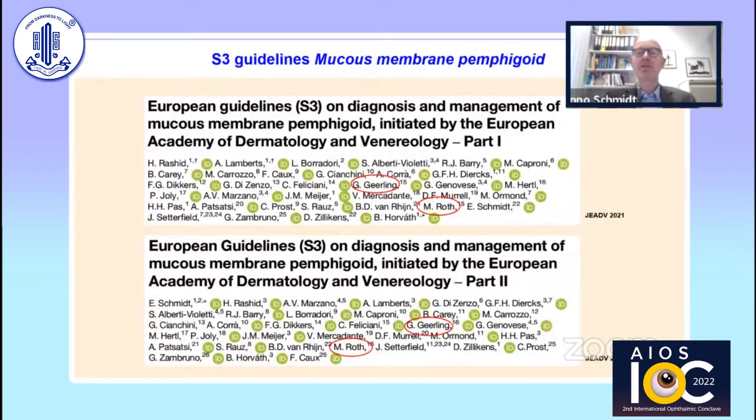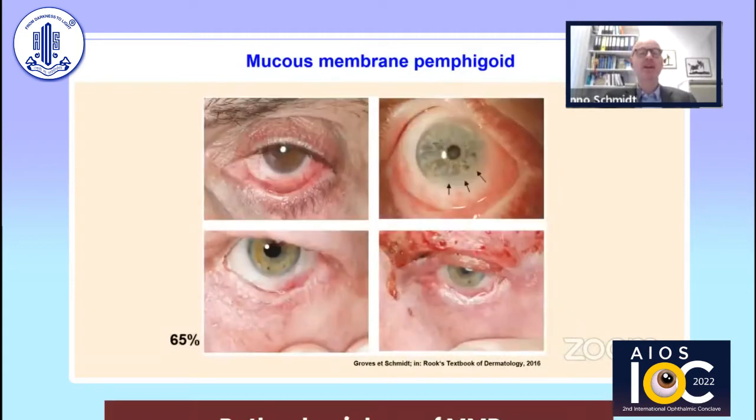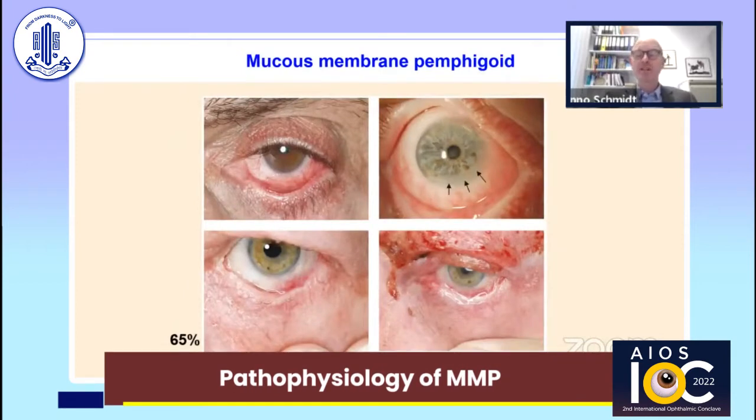I'm happy to announce that the task force of autoimmune blistering diseases of the European Academy of Dermatology and Venereology last year provided the S3 guidelines for this disease, and ophthalmologists have also been included here, and they are among the speakers and presenters today. The most frequently involved site is the oral cavity, but about 2/3 of the patients also present with ocular lesions, and some of them with only ocular lesions. These patients are then also called ocular pemphigoid patients.